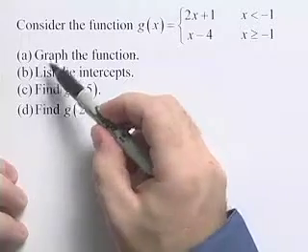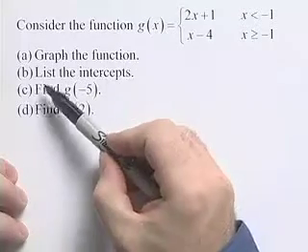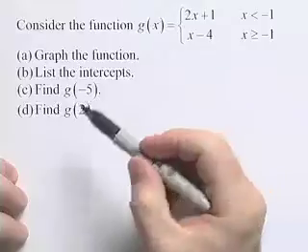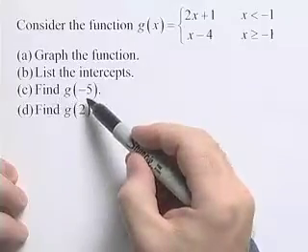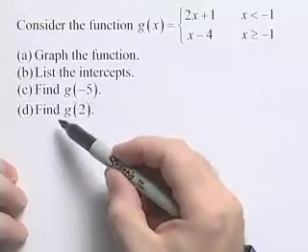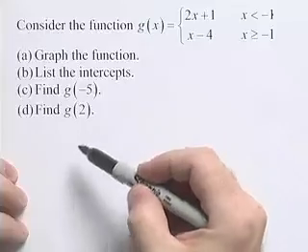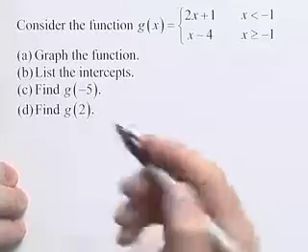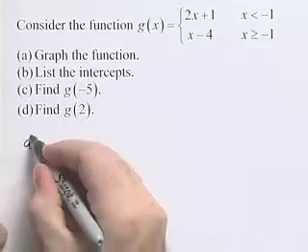We want to, in part A, graph the function, in part B, list the intercepts of the function, and then in part C, evaluate the function when x is negative 5, and in the last part, evaluate the function when x is 2. So we'll start with part A by graphing the function.